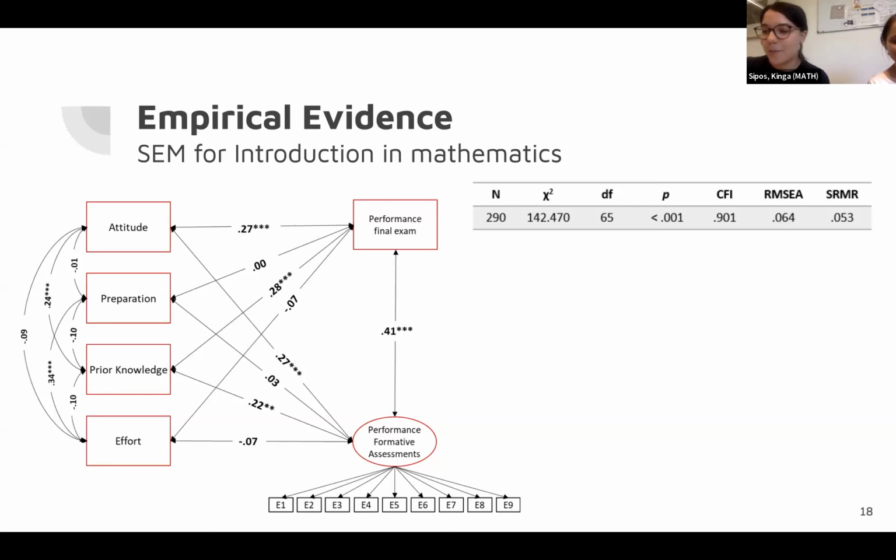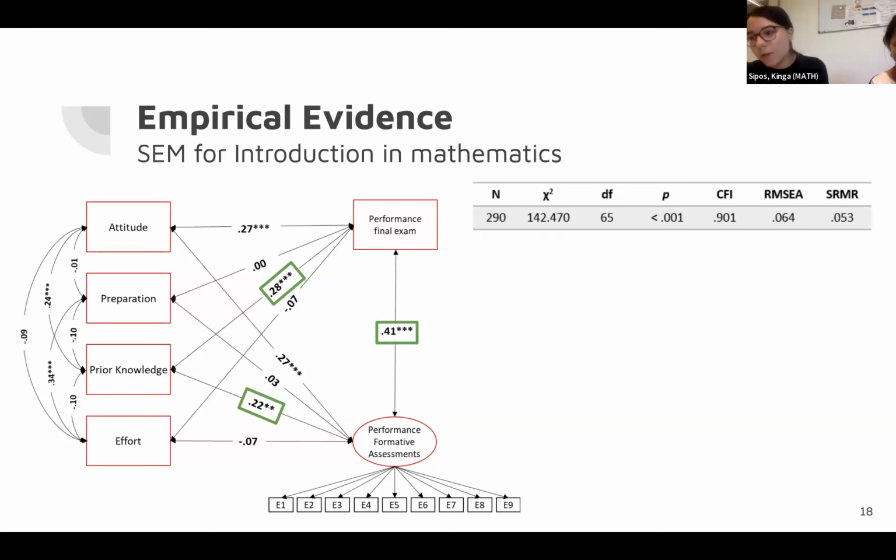On the left side, you can see the structural equation model, and we see that performance in the formative assessment, which are these online exercises that students solve during the term, is strongly related to their performance in the final exam. So the better students are in the formative assessment, the better they are in the final exam. Furthermore, we see that prior knowledge, which was collected with a separate test at the beginning of the term, is strongly related to the performance in the formative assessment, as well as the performance in the final exam. All these findings are already well established.